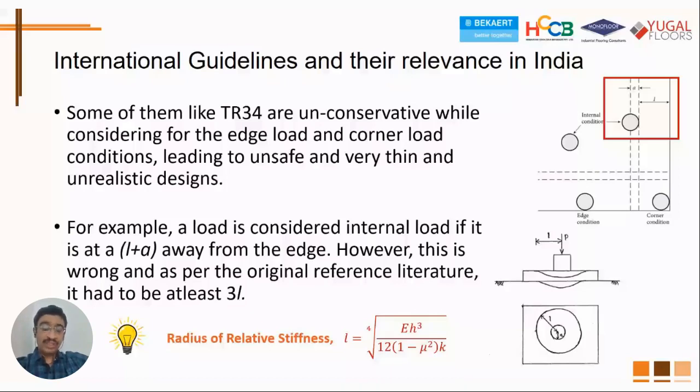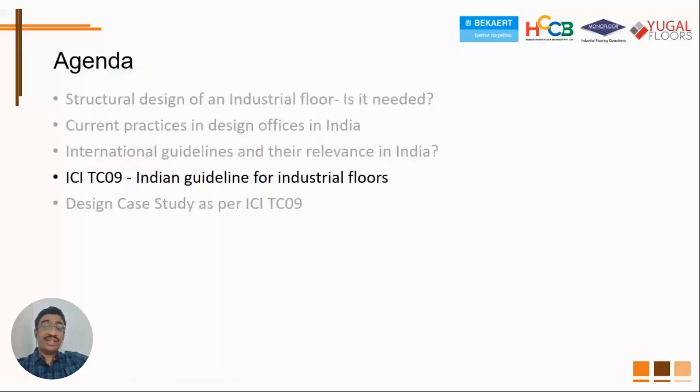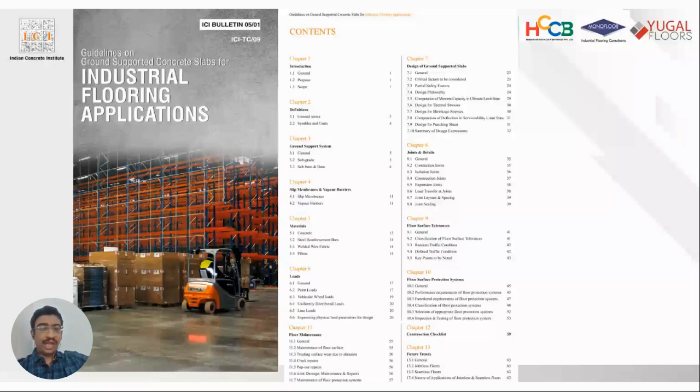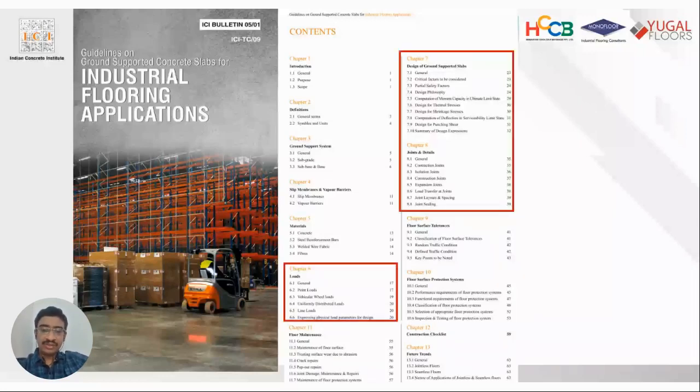So these are issues that we also need to address. Over the course of time, we have realized that there are inconsistencies in these guidelines, and we can't just lap them up as such. Now, coming to ICI TC09 and the applicability of that guideline in the Indian context for design, in this presentation I would be covering mainly 3 chapters: chapter 6, 7, and 8.